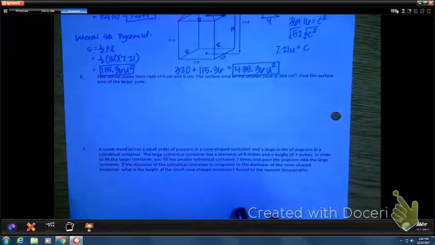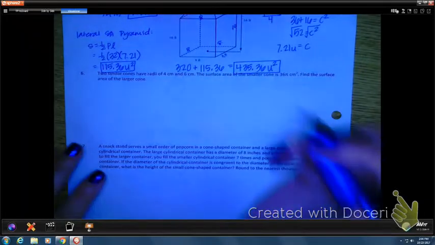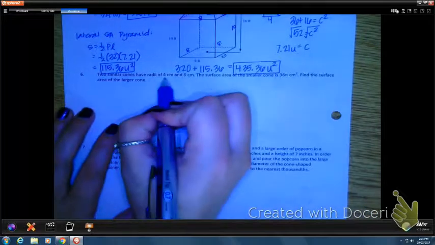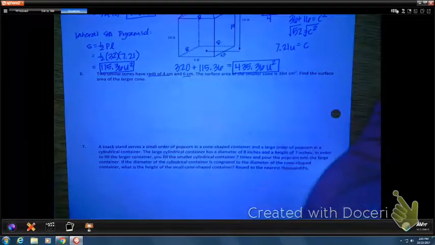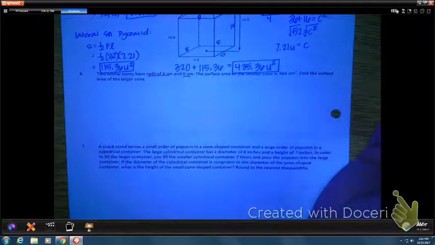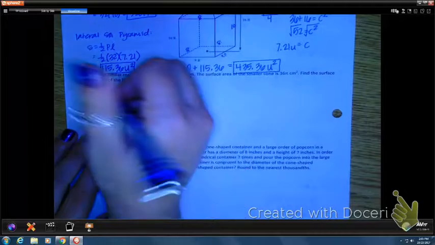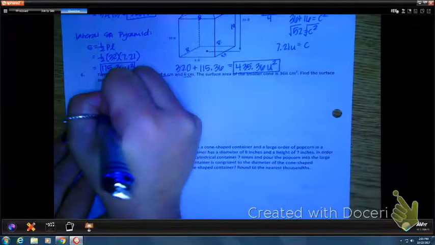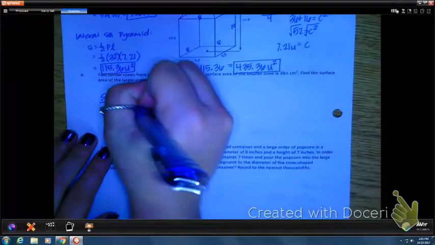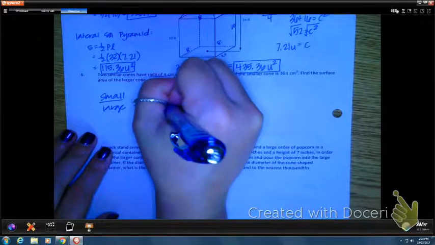All right, number 6, almost done, 2 more. Number 6, 2 similar cones have radii of 4 centimeters and 6 centimeters. If we're talking about radius, are we doing scale factor or are we doing area or volume? Hopefully you said scale factor. I'm going to go small to large. 4 to 6, which simplifies to 2/3.